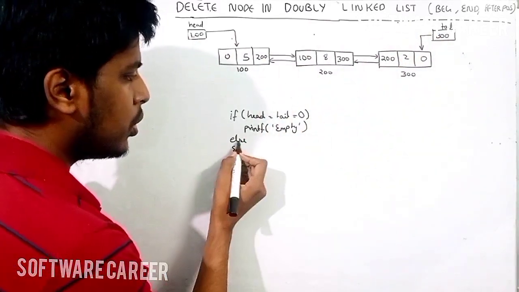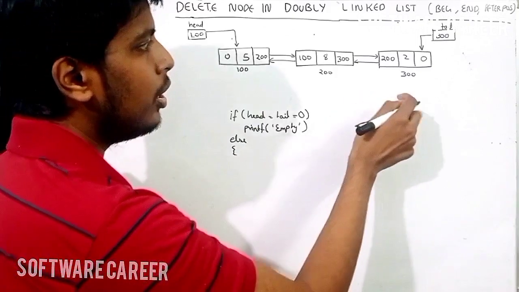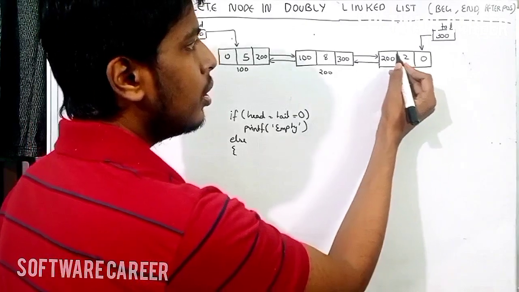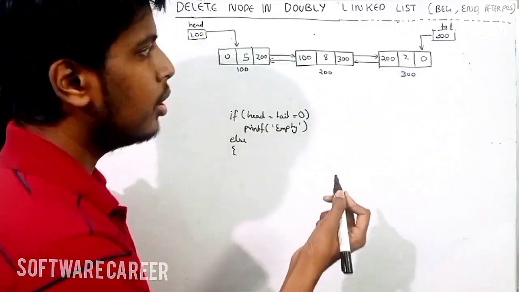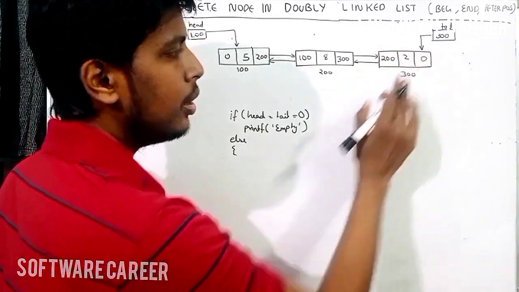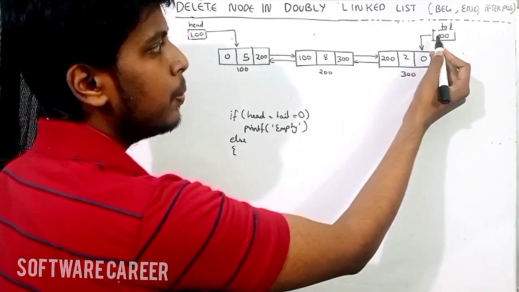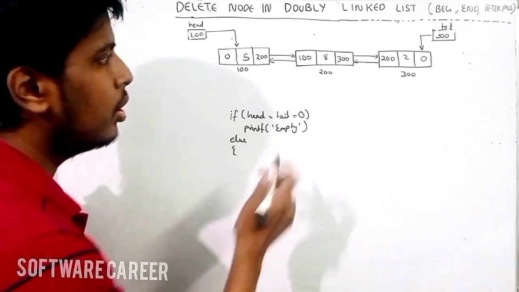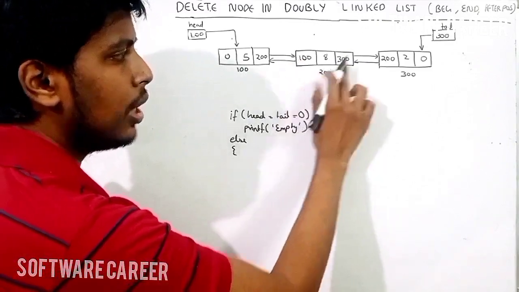Now it goes to the else part. Now see, you want to delete the last node. So how to delete it? See here, now this is the node. You want to delete it. Suppose if this node is deleted, this node will be considered as the last node. This node, address 200, is considered as the last node.